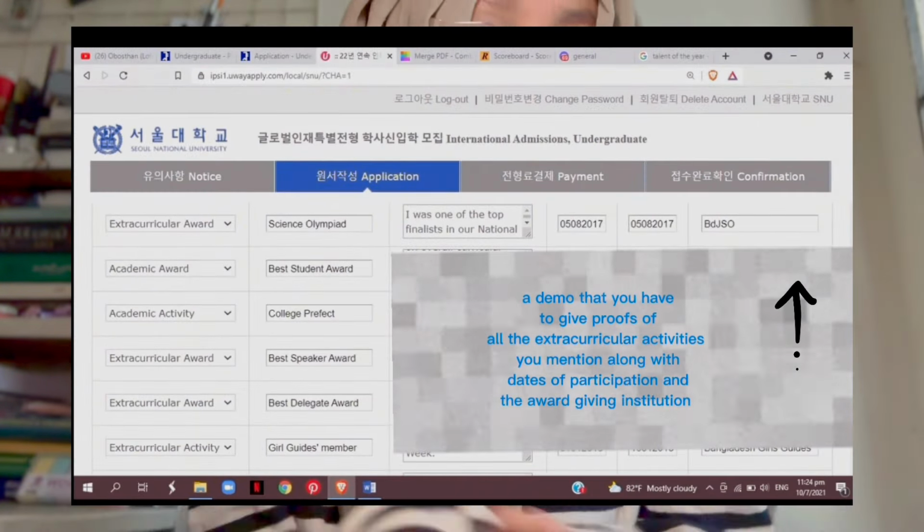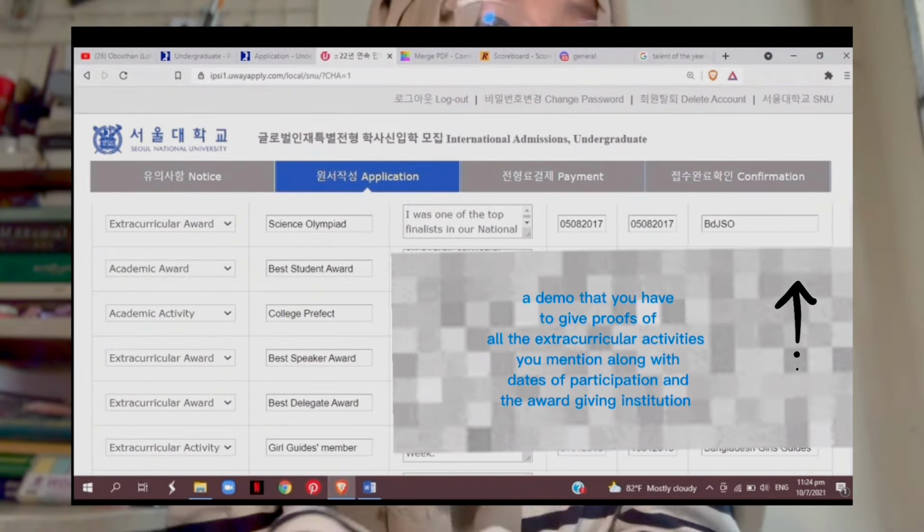Remember in my first video, I talked about when you apply to Seoul National University, on their website, there are going to be 10 slots to write about your extracurricular activities, right? I will show you here the 10 slots that I am mentioning right now. So these are the 10 slots that I'm talking about.